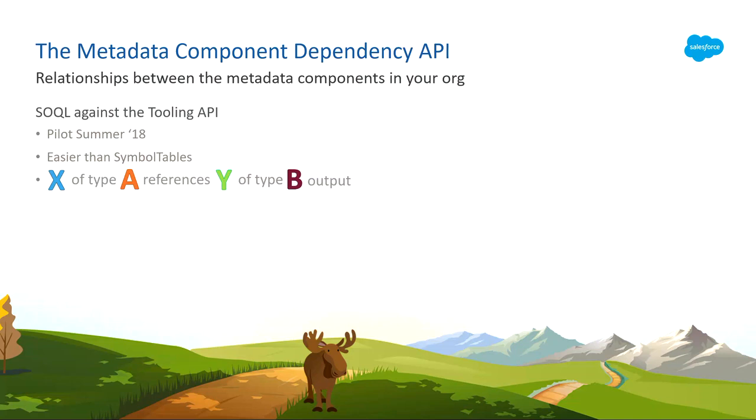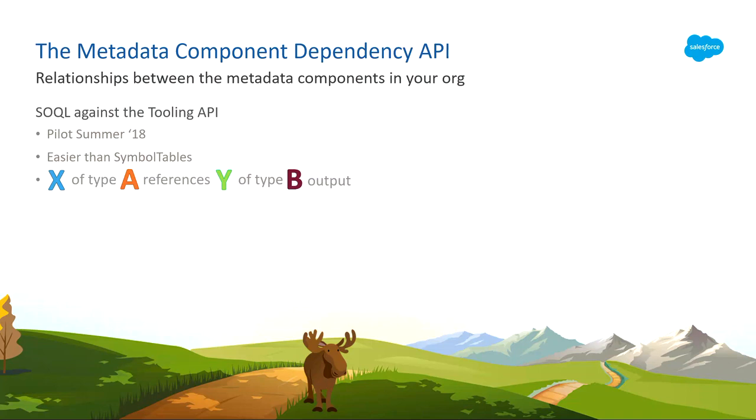I don't know if you've ever tried symbol tables, which will give you a similar set of information, but it's really API intensive to run through all the dependencies between the classes. And even then, at the end of the day, you're only going to have the relationships between Apex classes and Apex triggers, and you're not going to have all the other types of metadata, which the metadata component dependency API gives you.